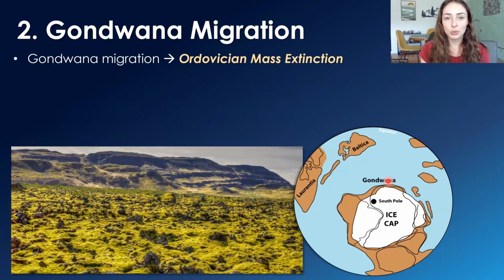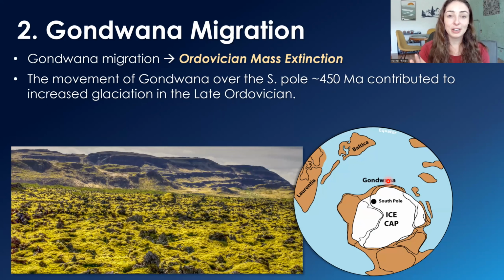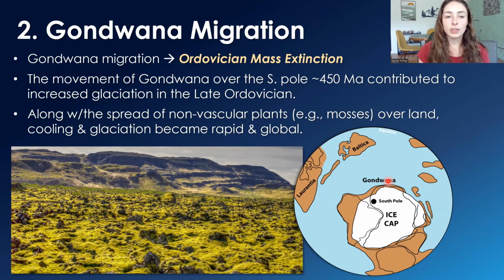Second, we have the Gondwana migration and the Ordovician mass extinction event. This one's pretty simple. The movement of Gondwana over the South Pole around 450 million years ago contributed to increased glaciation in the late Ordovician period, because when you have continental landmasses at the poles, it's easier for ice to form there. This, along with the spread of non-vascular plants over land at the time, things like mosses, led to rapid global cooling and glaciation at the time, because the spread of plants onto land, which land plants weren't a thing before, was sequestering more carbon from the atmosphere, and the formation of ice at the South Pole was leading to an increased albedo effect.